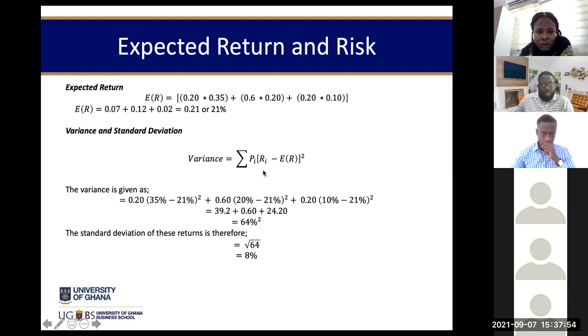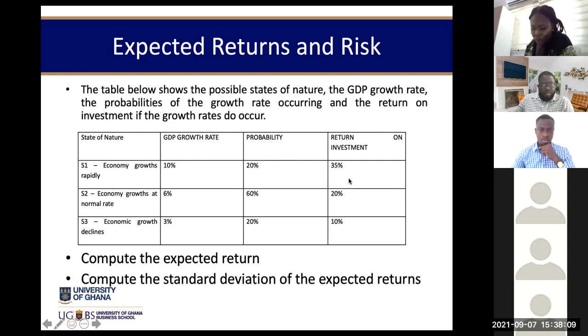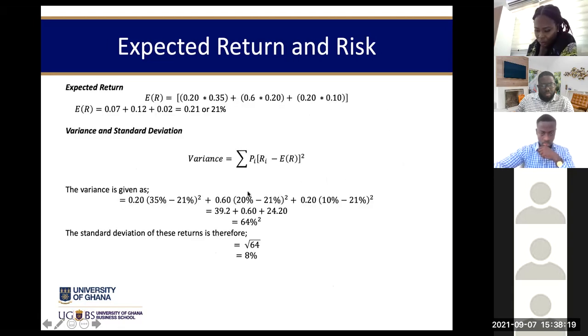What about the variance or the standard deviation? Remember Ri minus the expected return. What's our expected return in this example? 21%, we just found that. So what is Ri? The first one is 35 minus 21. In the scenario of a growing economy, it's 35% minus 21%, and then we square. But because these are expected returns, we also then multiply by what?